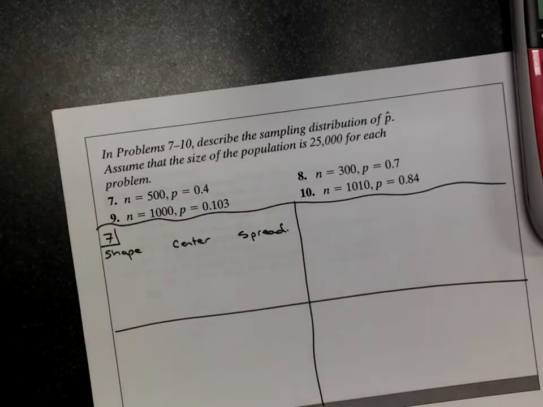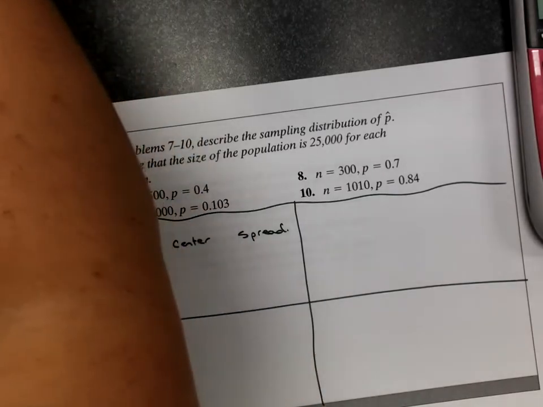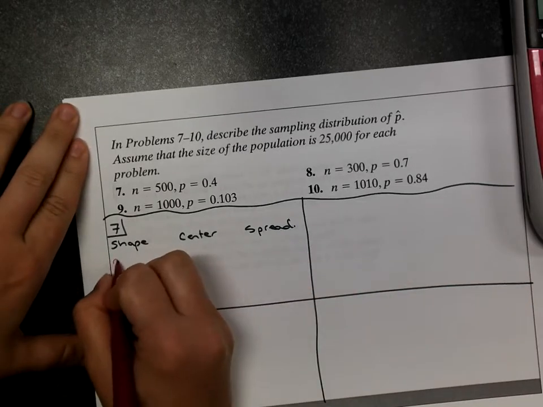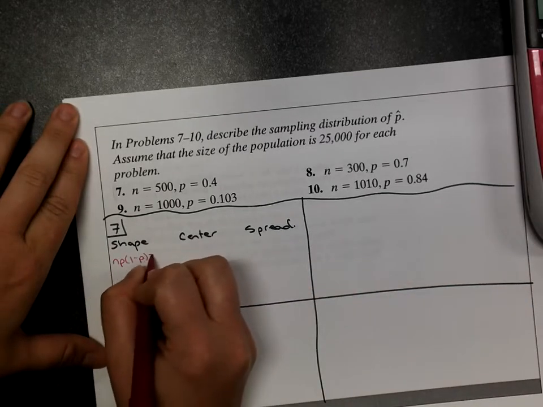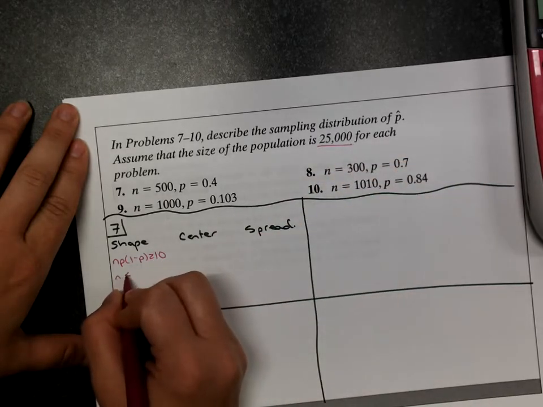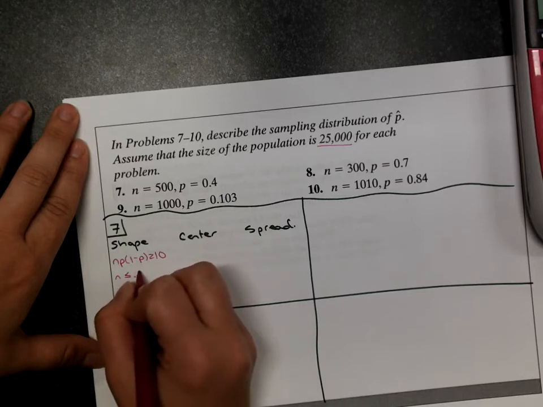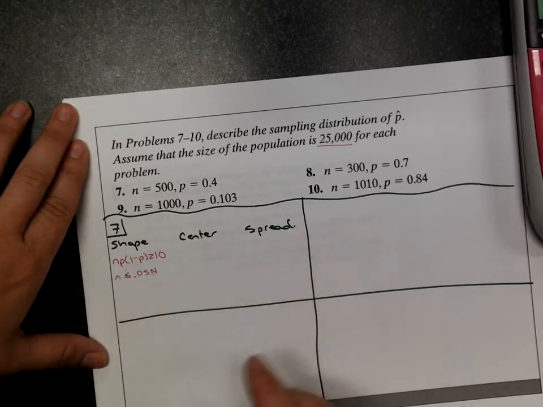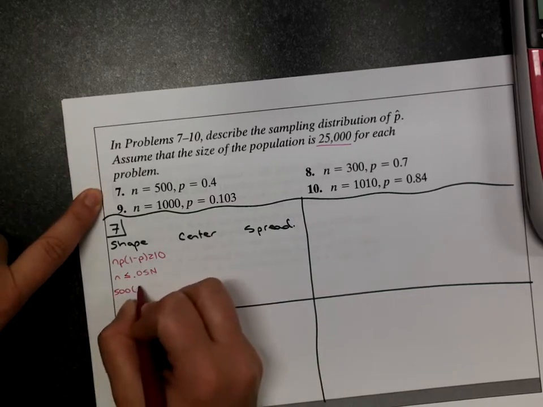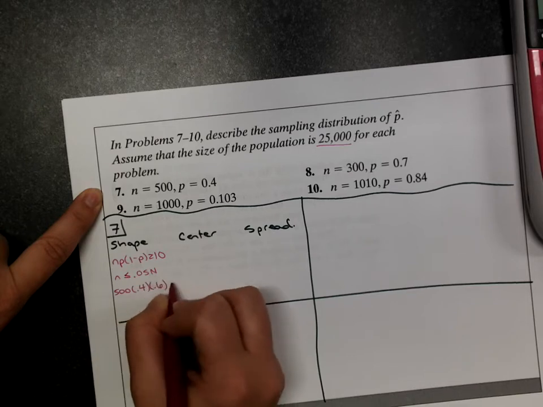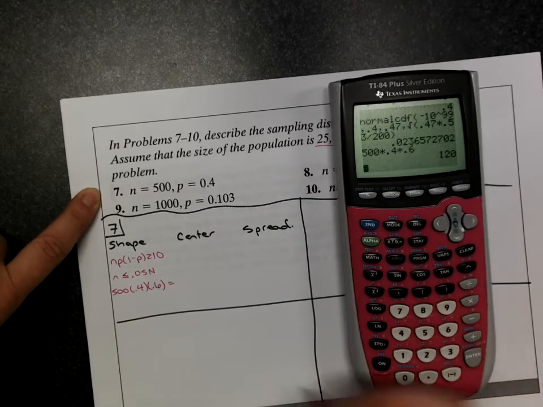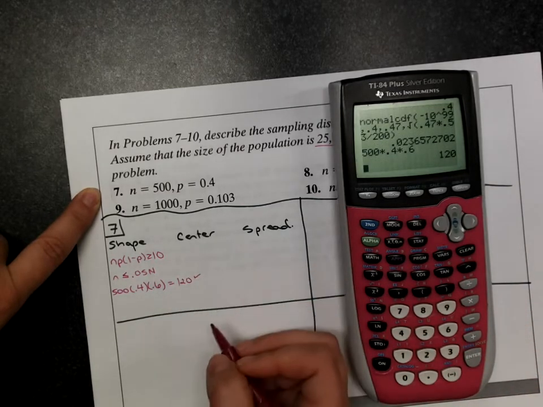I'm actually going to switch to a thinner writing utensil so you can see. Shape, center, and spread. So for number 7, the shape, we're going to have to check this condition. And because they gave us a population size, we can now physically check this condition. And we'll do that for all 4 of them. So for number 7, n is 500, p is 0.4. I would leave 1 minus p to be 0.6, and let's see what we get. You get 120, which is greater than or equal to 10.